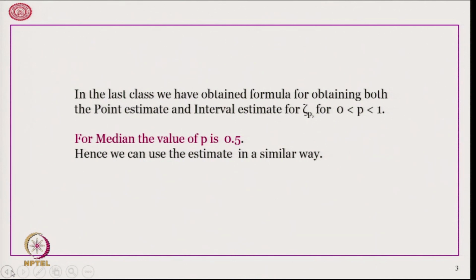In the last class, we have seen how to do zeta p for 0 less than p less than 1, and we have found out the point estimate and interval estimate for zeta p for any given p. When we are looking at median, then value of p is 0.5. Therefore, effectively we can estimate median in a very similar way, the way we have done for any arbitrary p, by considering the value of p equal to 0.5.